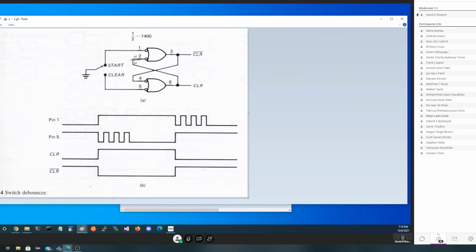Now, remember that this is TTL. And in TTL, when we're not connected to an input, what happens to the input?